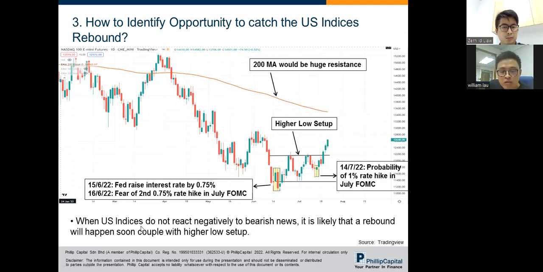So when US indexes do not react to all these negative bearish news anymore, it's likely that a rebound is going to happen anytime soon. So to me, this kind of setup is definitely an opportunity to long until the 200 moving average. This is a huge resistance. I don't think it's going to go above it that easily. Even if it does, it's going to meet selling pressure very easily.